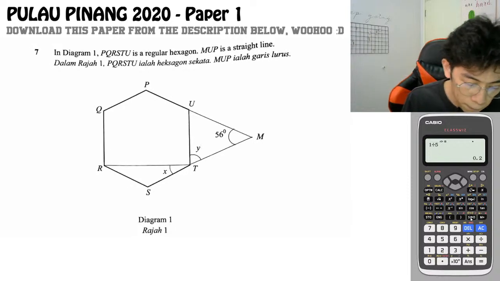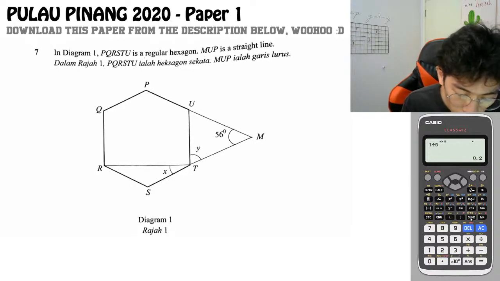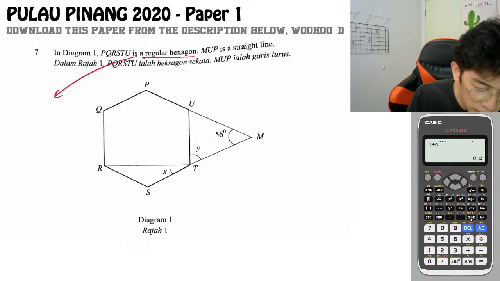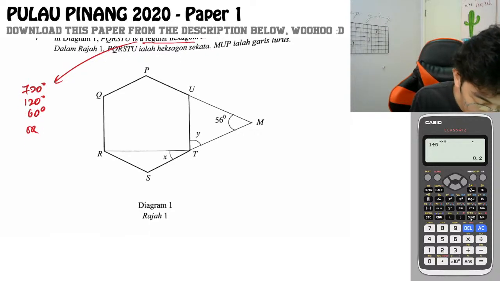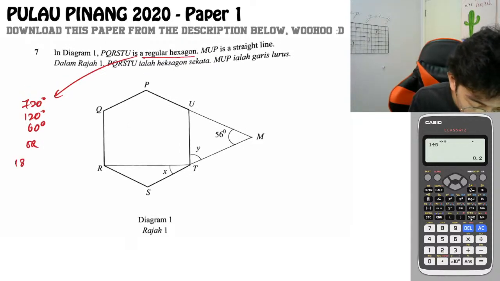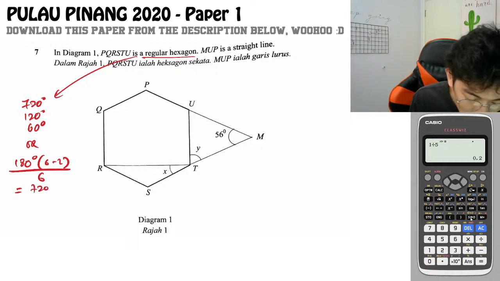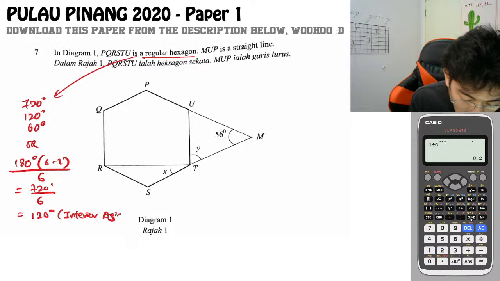Okay, number 7 is about polygons. Okay, regular hexagon, standard is either you memorize, as in 720, 120 and 60, or you can use the normal way of doing it: 180 times 6 minus 2, divided by 6. The upper part is 720, divided by 6, you get 120 for the interior angle. And the upper part over here is your sum of interior angles.